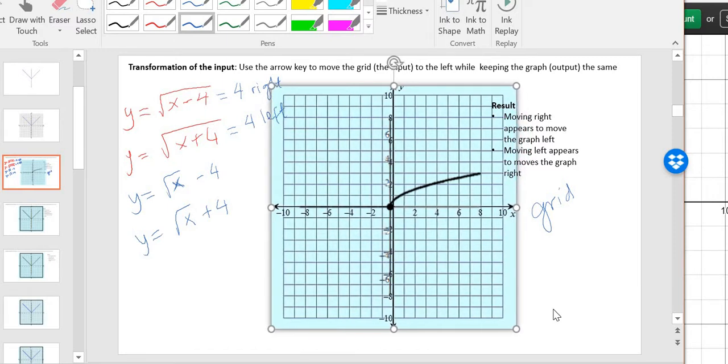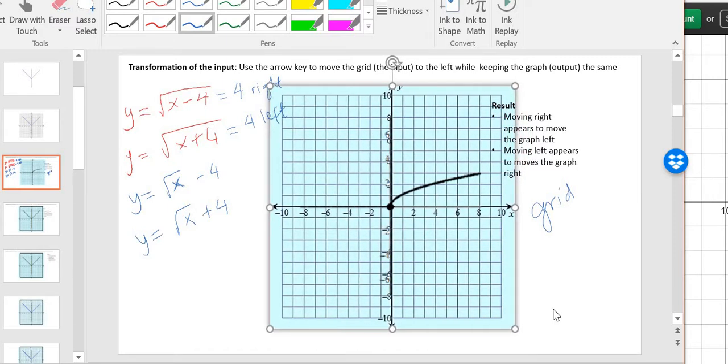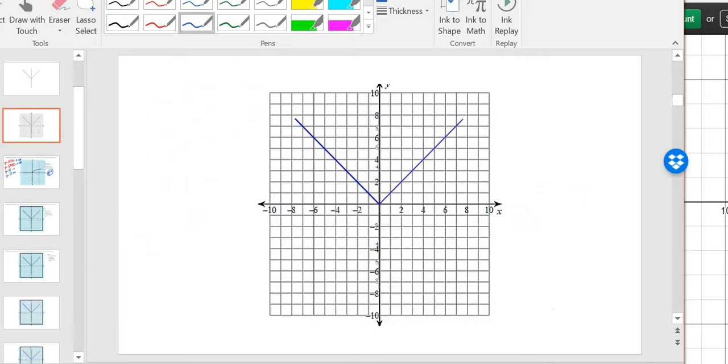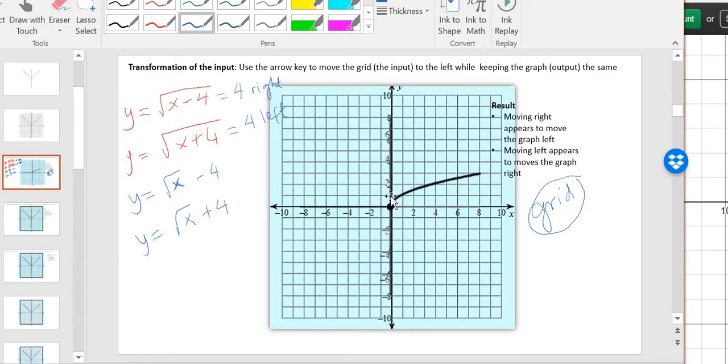So we have done horizontal movement by moving the grid, the grid on which the graph is drawn. Now we want to do vertical movement. Now we're going to do output movement. Let's go to output. Remember the output, I have to move the graph. You see the outside boundary there, that's the graph itself, that's the output.